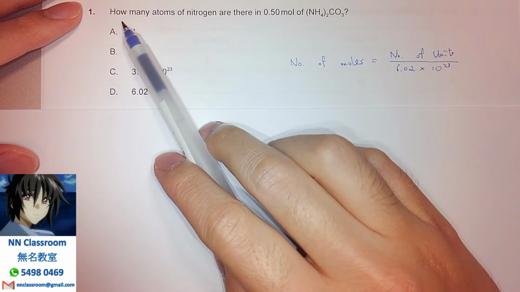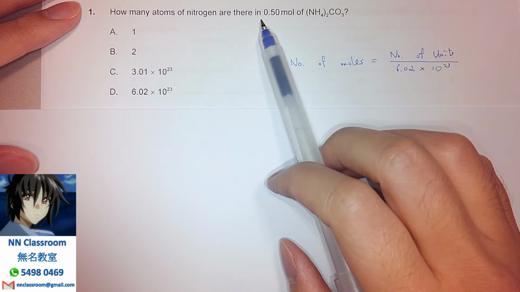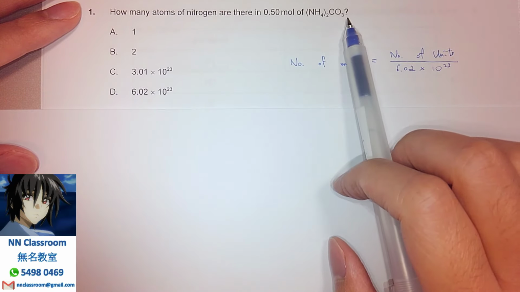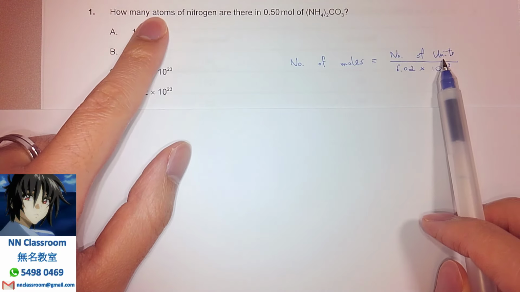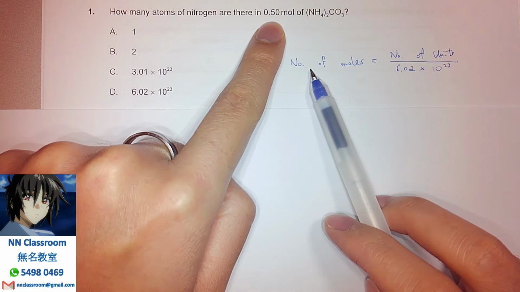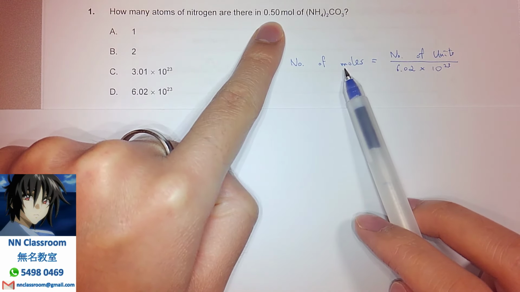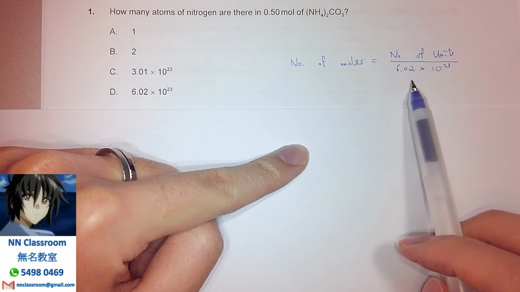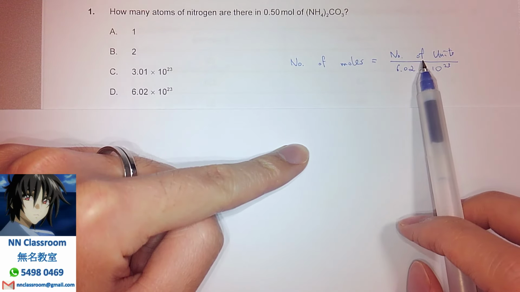Let's see. They're asking how many atoms of nitrogen are there in 0.5 moles of this ammonium carbonate, (NH4)2CO3, which is really straightforward. That means now we are asking for the number of units, and in this case, the unit is going to be atoms, right? And given the moles, which is going to be 0.5, right? But the point is, if students just think directly that 0.5 is the number that we plug in here, and so multiply the 6.02 times 10 to the power 23 to the left-hand side, so we get the answer, this is wrong. Why?